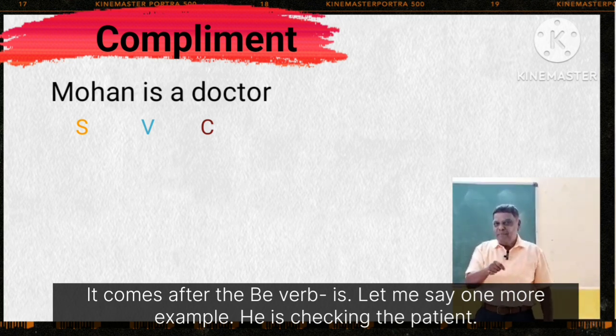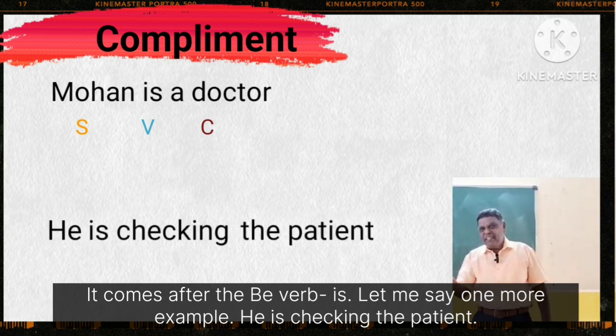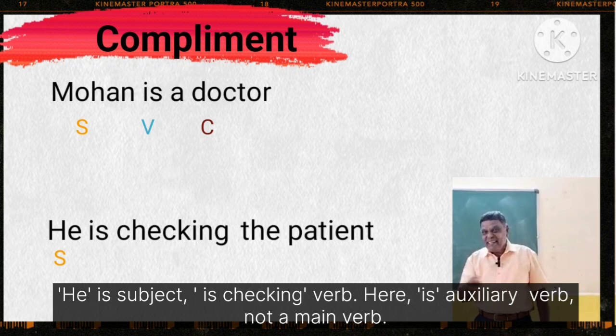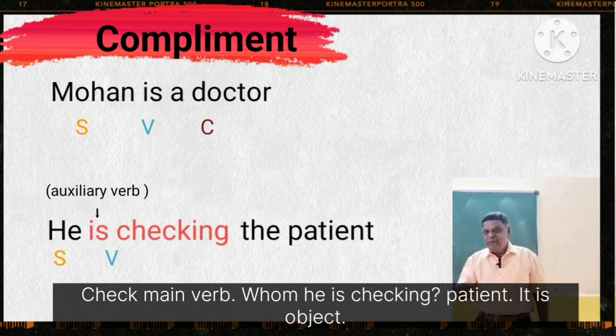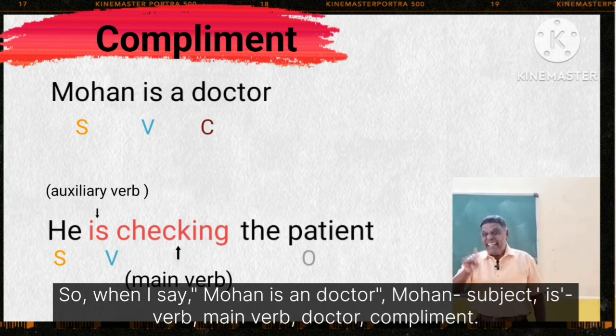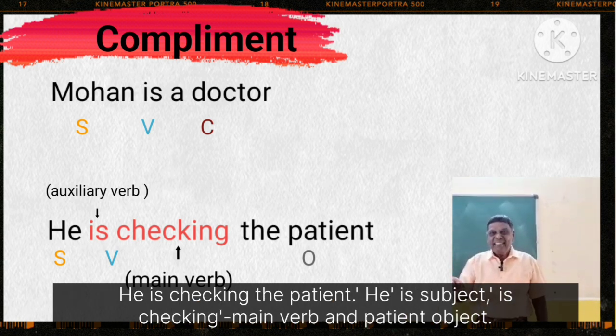Let me say one more example. He is checking the patient. His subject, is checking: here "is" is an auxiliary verb, not a main verb. Checking is the main verb. Whom is he checking? The patient. It is the object. So when I say Mohan is a doctor, Mohan is the subject, is is the main verb, and doctor is the complement. He is checking the patient: he is the subject, checking the main verb, and the patient the object.